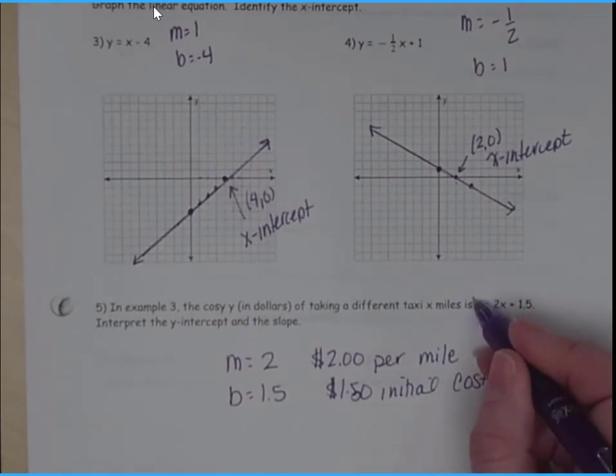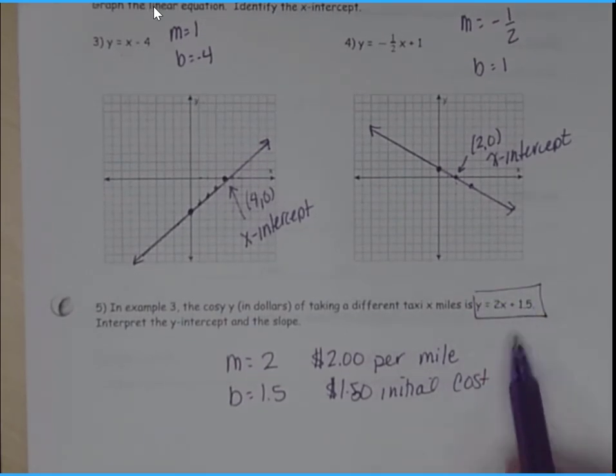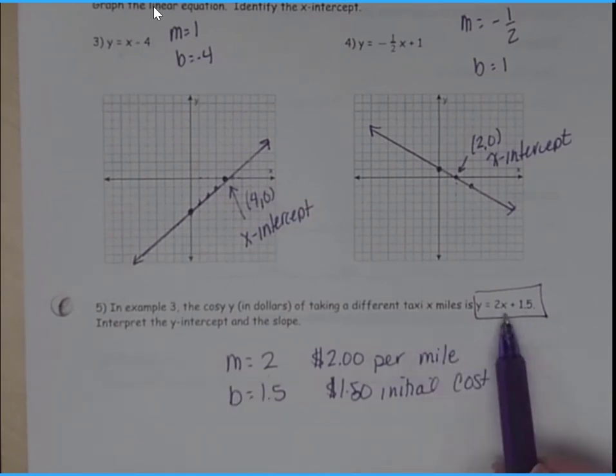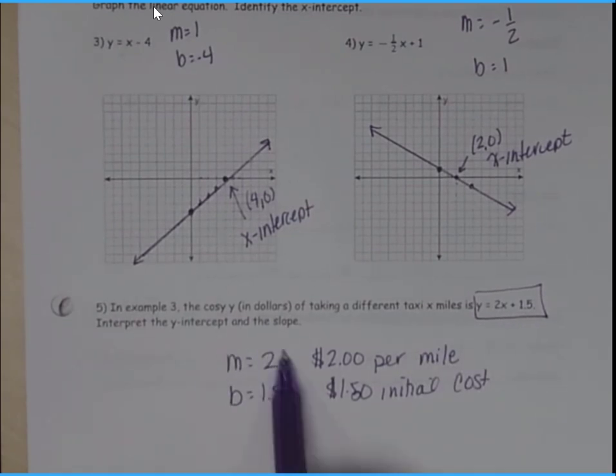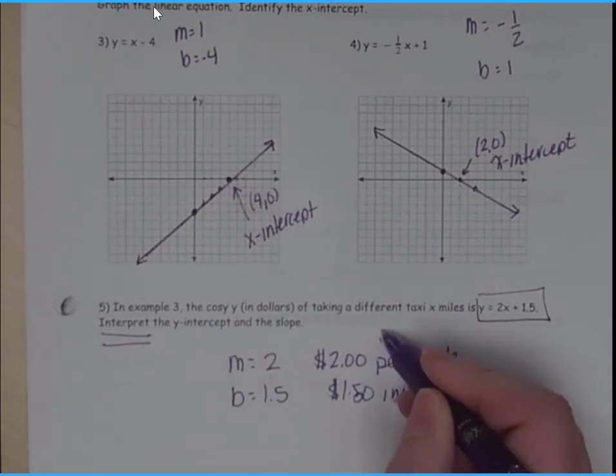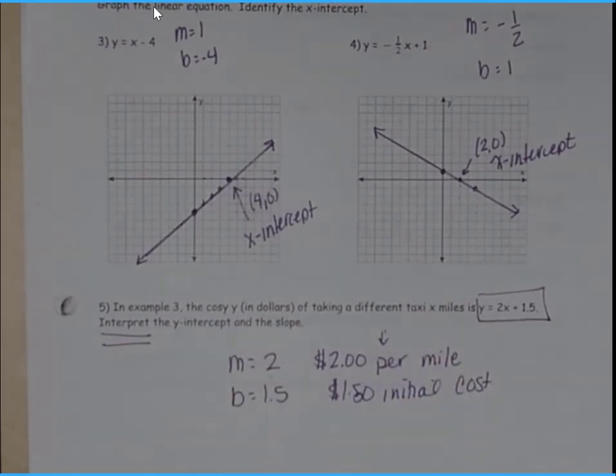Now, if I have the equation y = 2x + 1.5, where b is 1.5 and m is 2, remember that's just telling me what it is. I need to interpret it, which is this right here. So my slope means I pay $2 per mile and an initial cost of $1.50.